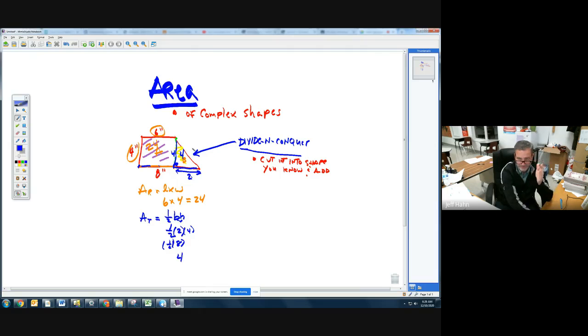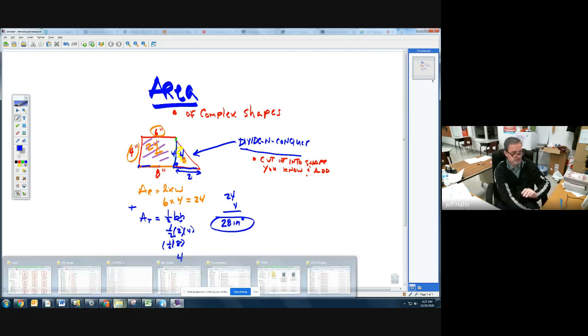Now remember, and again, this is why you write everything down. You could have gotten lost, but remember, in the end, we needed to add these two areas together. So I have to add my 24 for the rectangle and my 4 for the triangle. So the total area is 28 inches squared. It's my total area of that complex shape.